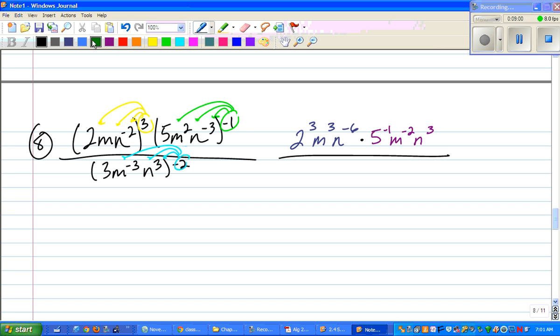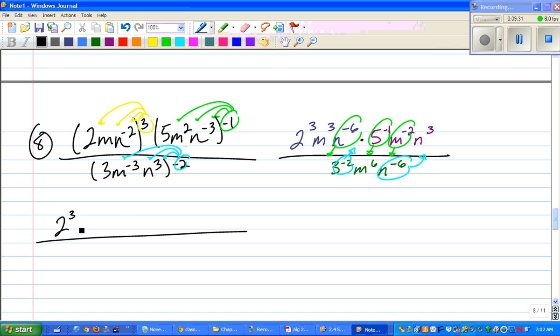All over 3 to the negative 2nd, m to the 6th, n to the negative 6th. So what we're going to do is find all of our negative exponents, bring them to the bottom, and then bring the others to the top.